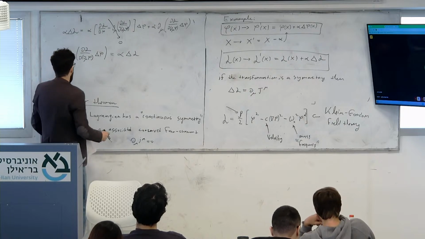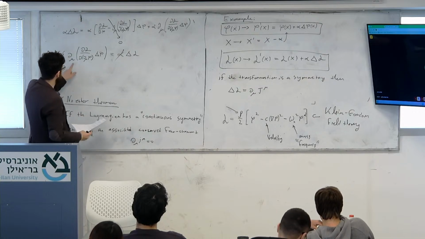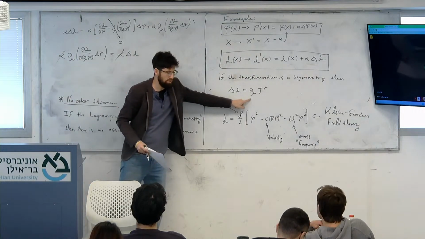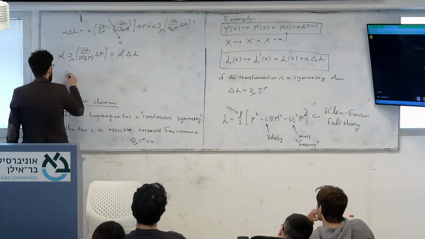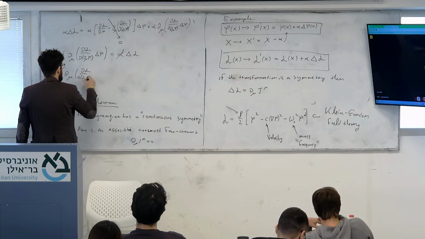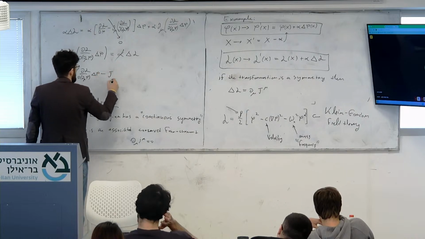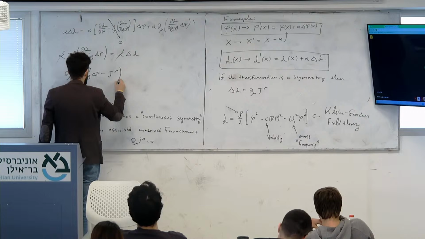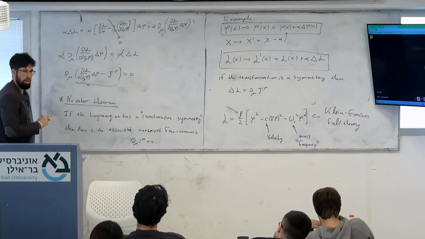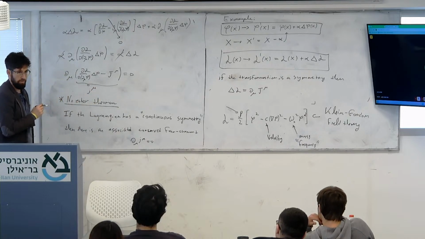Okay? Now, this, of course, cancels out. And you see that I can move this to the other side, use this notation, and therefore I get that d_mu of dL/d(d_mu phi) times delta phi minus this J mu, okay? This whole thing is equal to 0. So everything that's in this bracket is what I'm going to call J mu, and this is the conserved current.